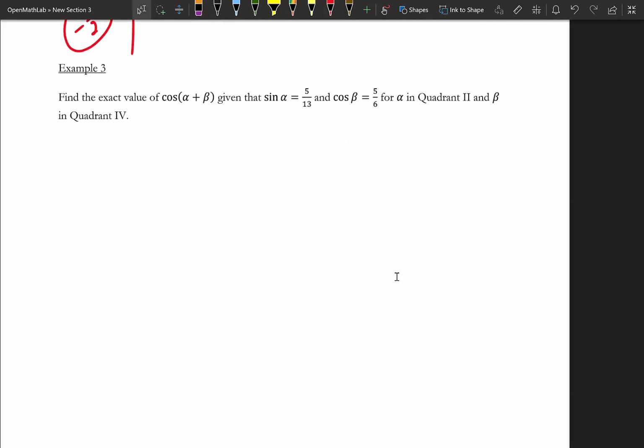Right? So now, looking at example 3, we're going to find the exact value of cosine of alpha plus beta, given that sine of alpha is 5/13 and cosine beta is 5/6, for alpha in quadrant 2 and beta in quadrant 4. Right? So, let me just write a few things down here.